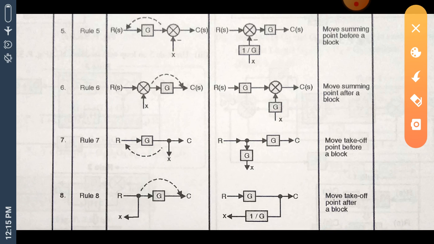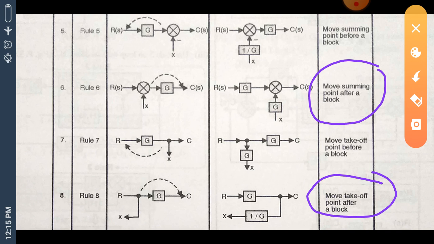So these four rules are very related to each other. To remember these rules, we can remember any of the cases. I remember these four rules in the fashion of moving something after the block. Let's say we are moving a summing point after a block and we are moving a takeoff point after the block. If we remember these two rules, we will naturally be able to remember their opposite nature, that is before the block.